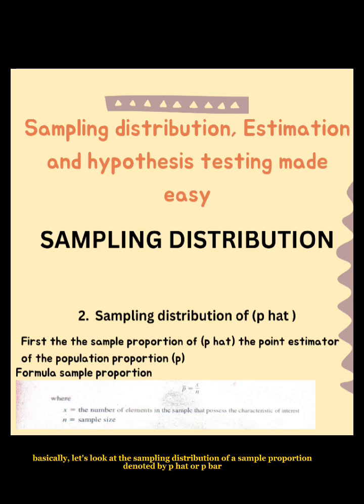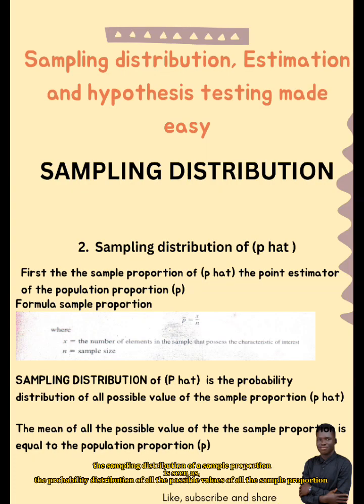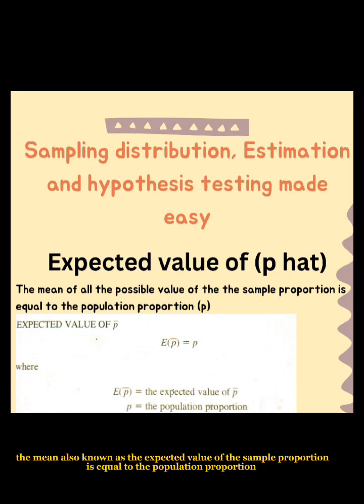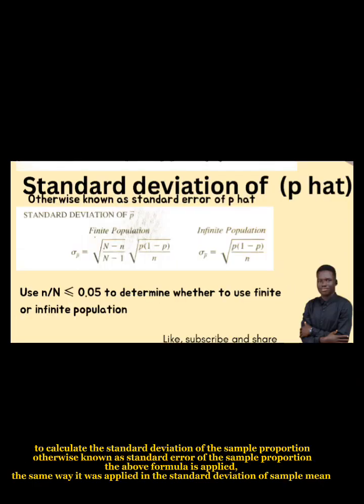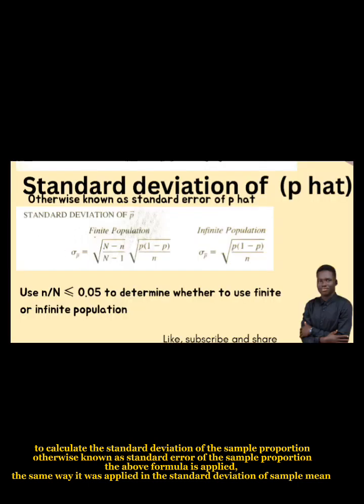Basically, let's look at the sampling distribution of a sample proportion, denoted by p hat or p bar. The sample proportion, as said earlier in our keynote, is like a point estimator of the population proportion. The sampling distribution of a sample proportion is seen as the probability distribution of all the possible values of the sample proportion. The mean, also known as the expected value of the sample proportion, is equal to the population proportion. To calculate the standard deviation of the sample proportion, otherwise known as the standard error of the sample proportion, the above formula is applied the same way it was applied in the standard deviation of the sample mean.